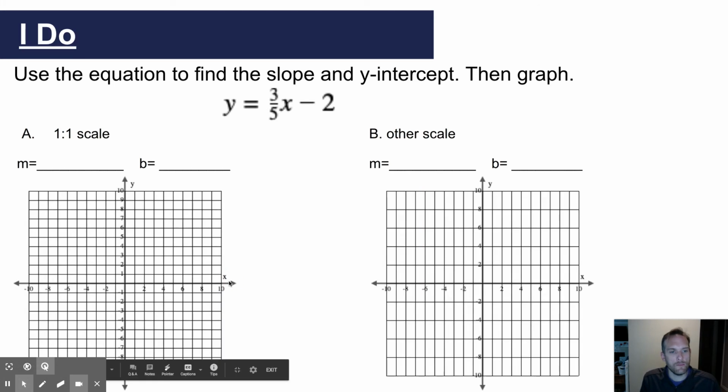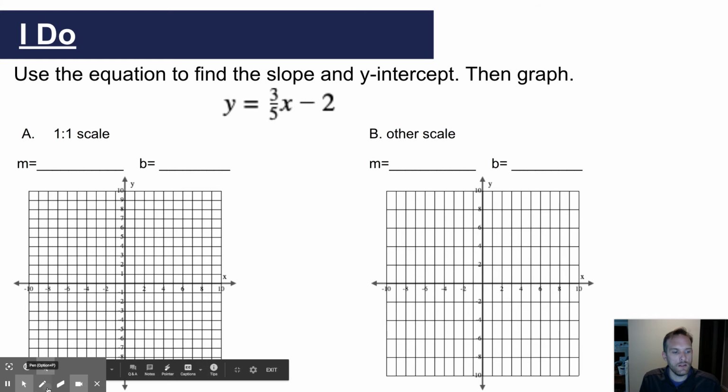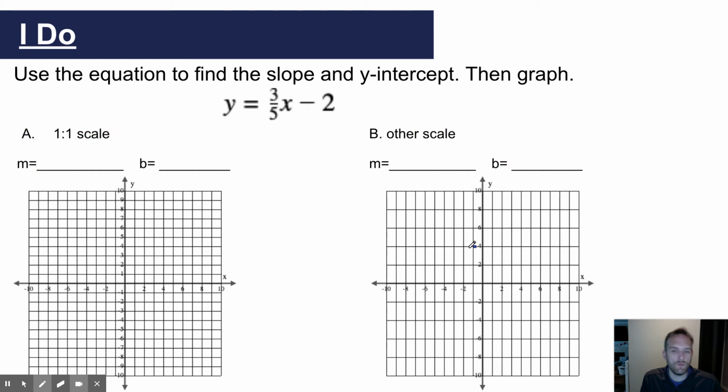All right, so use the equation to find the slope and the y-intercept, then graph. Right here, we're going to be discussing on this graph. We're going to just look at this one, and you can follow me on this one right here, and you can potentially with your teacher go over another scale. But we're going to focus right here, 1-to-1 scale. So we have 3/5, and then -2.